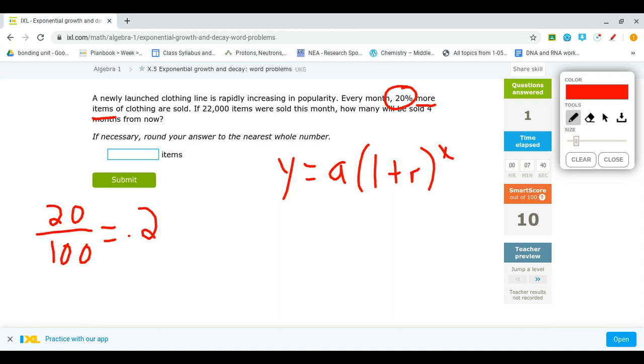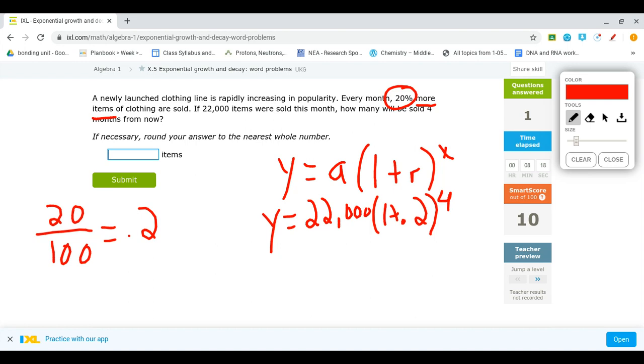It says, if 22,000 items were sold this month, well, 22,000 items is the starting value or the starting amount. So I know that 0.2 goes in for R. I know that the starting amount, A, is 22,000. It says how many will be sold 4 months from now, meaning that I'm solving for Y. I'm going to carry down the 1 plus. And it says 4 months. That's my time interval. That goes in for X.